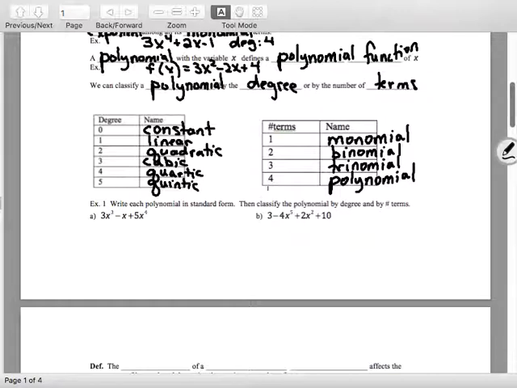All right, so example 1, if I put it in standard form, it's 5x to the fourth plus 3x cubed minus x. Who would like to tell me the two names that go with this? Yeah, Chris? Is it quartic and binomial? It's quartic because the degree is 4, but binomial means how many terms? Two. How many do you have? 3. Okay. So it's quartic trinomial.